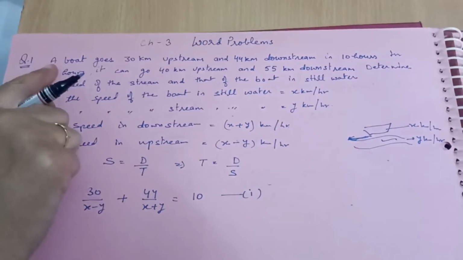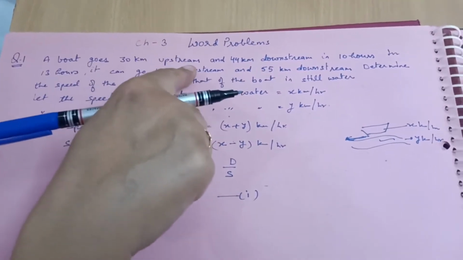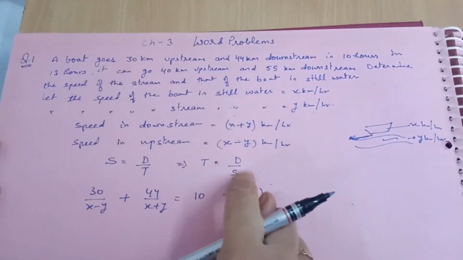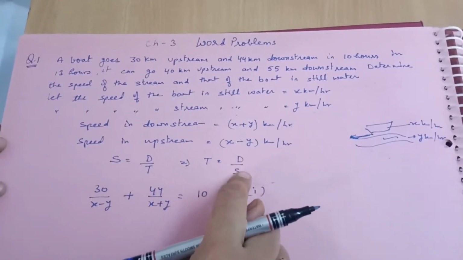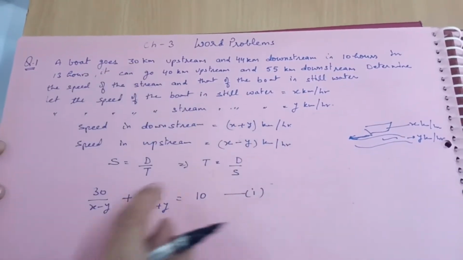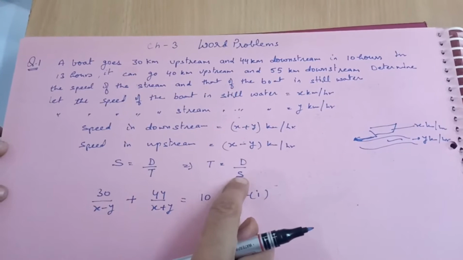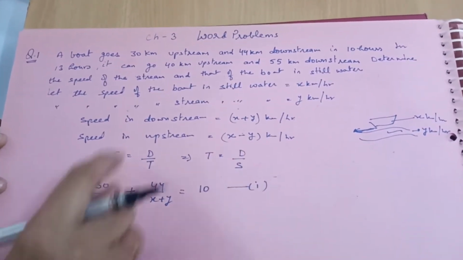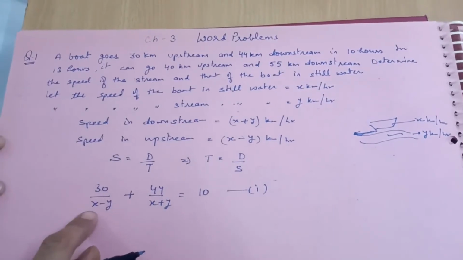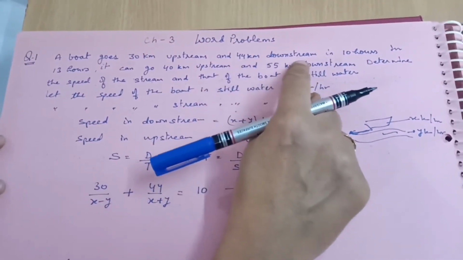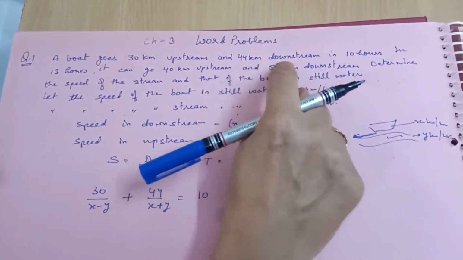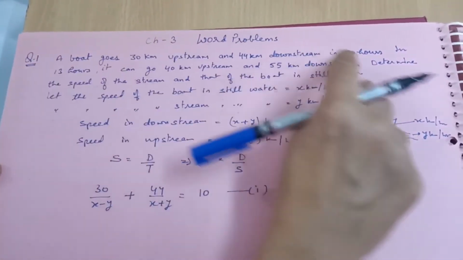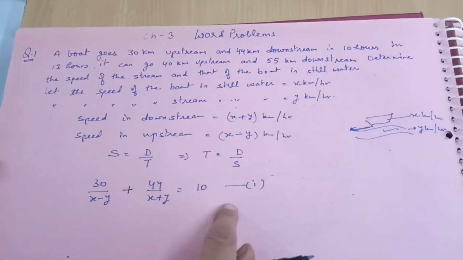Correct or not? A boat goes 30 km upstream. The time taken to cover 30 km upstream will be distance by speed. Distance is 30 km, and the speed in upstream I have written as x minus y. So this much time is taken to cover 30 km upstream. And for 44 km downstream, the time taken is 44 by x plus y. The total time given in the question is 10 hours. So this is the first equation.